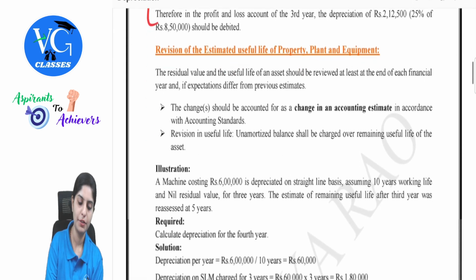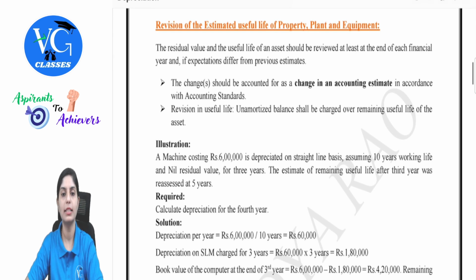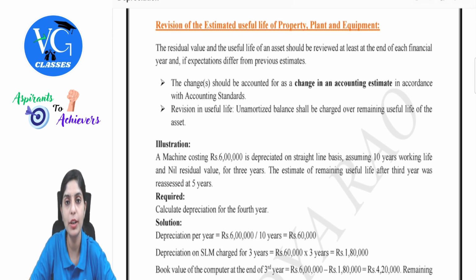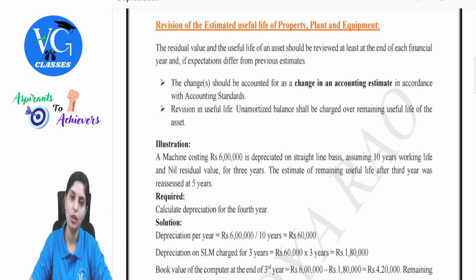Next, revision of the estimated useful life of property, plant and equipment. See, first of all, whatever useful life we consider is based on the judgmental basis or estimation depending upon the usage of the asset. So sometimes whatever you have assumed initially might not be relevant to carry it forward in the same pattern. So therefore, there can also be a circumstance where the revision is necessary.